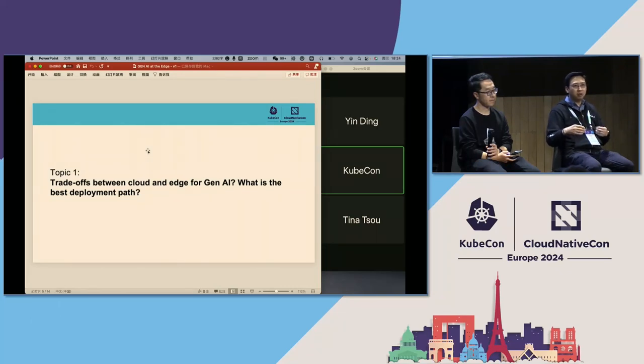So my opinion is that we have two ways. One way is to tailor and customize the LLM to run on the edge side. Another way is to combine the LLM on the cloud together with maybe a smaller LLM or non-transformer model on the edge side. So that's my opinion and my insight.